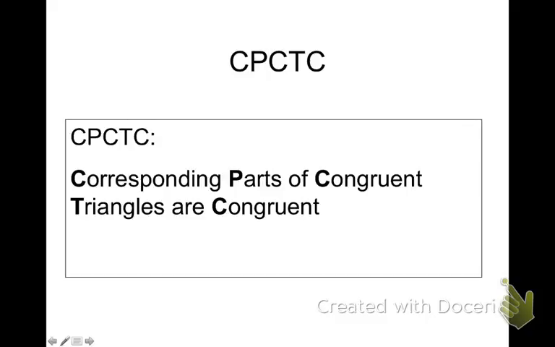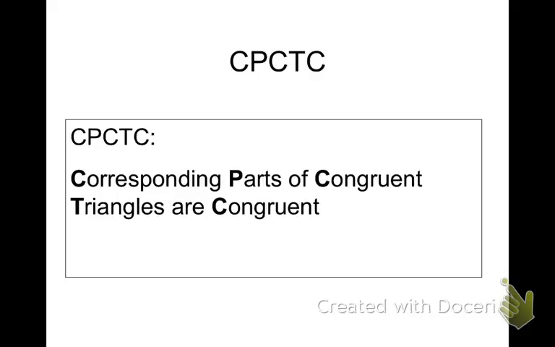You're going to memorize CPCTC. Well, if not, then you're going to write it on your blue sheet of paper. The first C of CPCTC stands for corresponding. The P is parts. There's an invisible "of." The next C is congruent. The T is triangles. There's an invisible "are." And the last C is congruent.